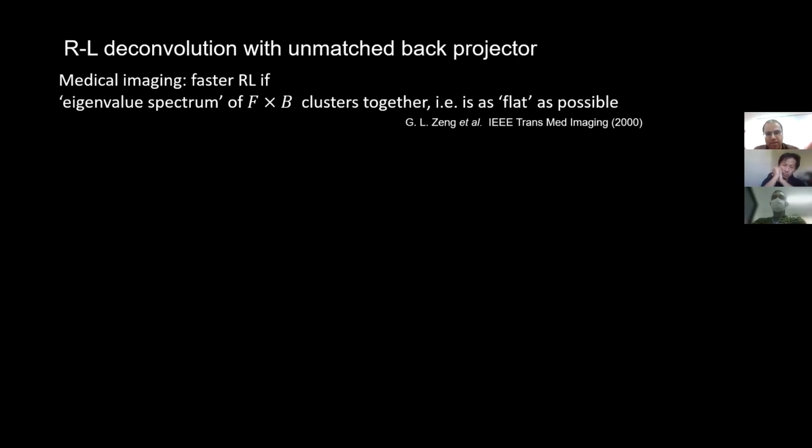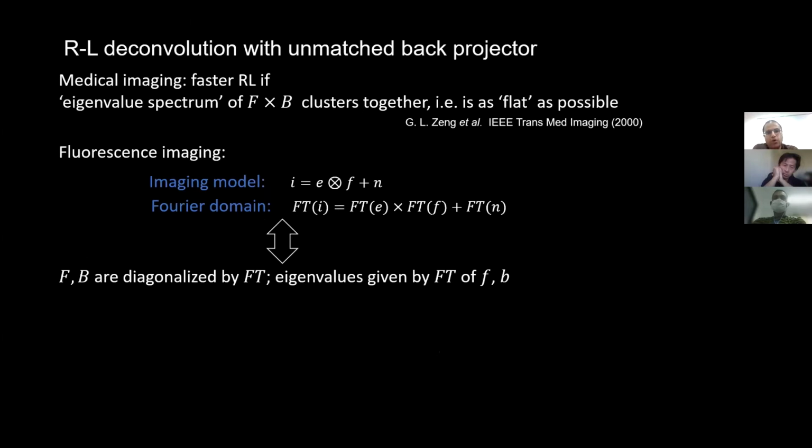So what does this actually mean in terms of fluorescence microscopy? Well, in fluorescence microscopy, you can write down your imaging equation as a convolution: the convolution of the object E with the point spread function F plus some noise term. This gives you the image.